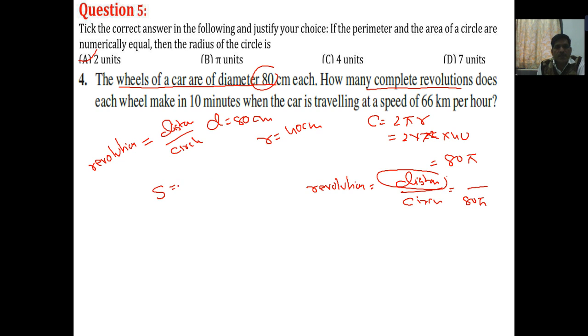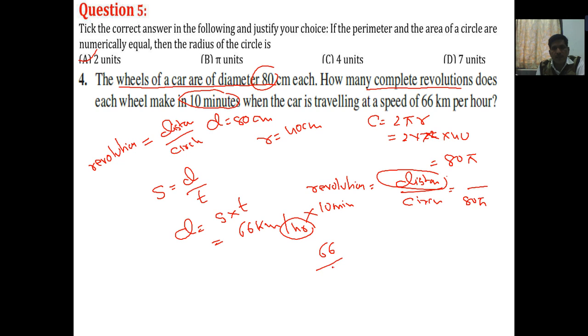So speed is equal to distance upon time. Then distance is equal to speed multiplied by time. Now speed is what? 66. So 66 km per hour into time, that is 10 minutes. When minutes are here, we have to convert hours into minutes. So 11 kilometer is the distance. So your distance is 11 kilometer.